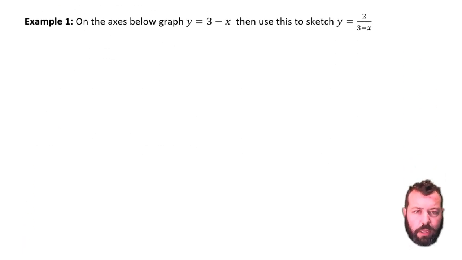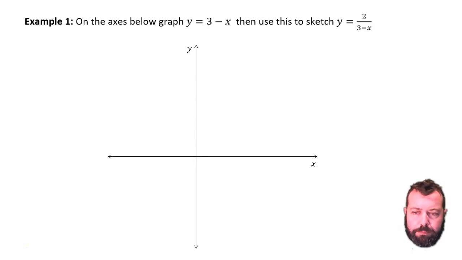Okay, all of that talk makes a lot more sense, I think, once we've had a look at a graph. So this is a very simple function to begin with, y equals 3 minus x. And from there, we're going to sketch y equals 2 over 3 minus x. Now, the 2 is a bit of a red herring there. Don't worry too much about that.